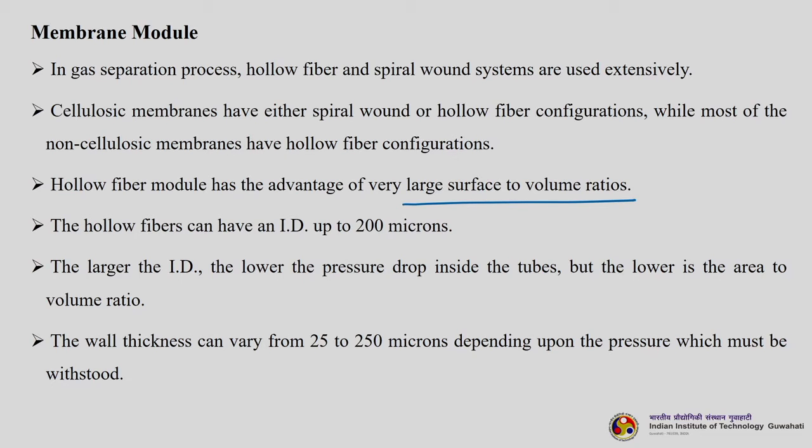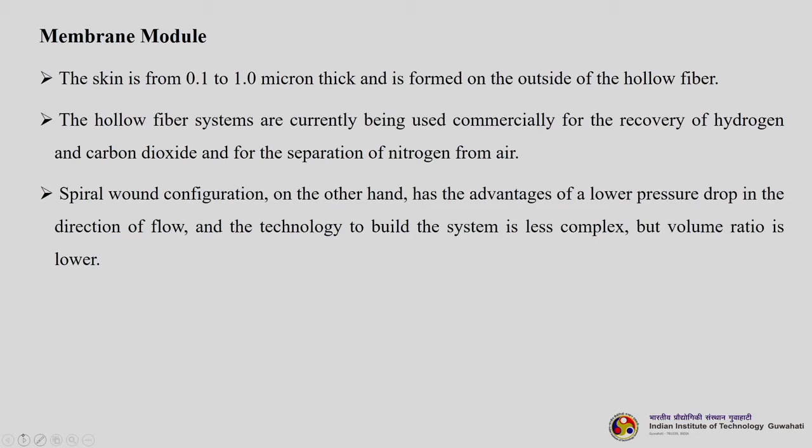The larger the ID, the lower the pressure drop inside the tubes, but the lower is the area to volume ratio. So, if you have a high area to volume ratio in a small area, we can have more surface generated for air separation or mass transfer. So, the wall thickness can vary from 25 to 250 microns depending upon the pressure which must be withstood. So, the skin is from 0.1 to 1 micron thick and is formed on the outside of the hollow fiber. The hollow fiber systems are currently being used commercially for the recovery of hydrogen or carbon dioxide and for the separation of nitrogen from air.